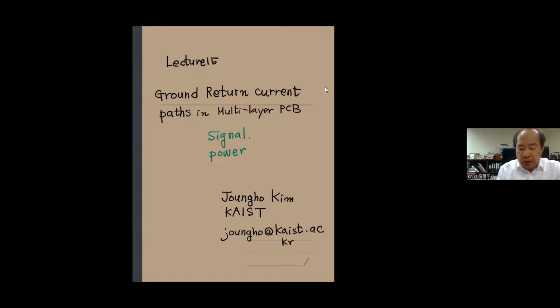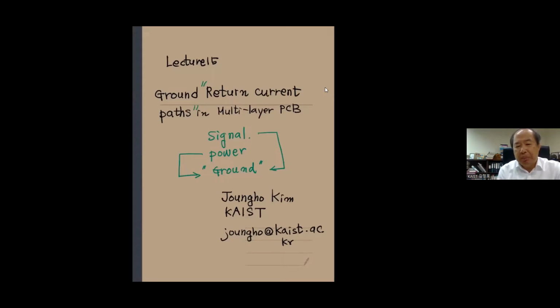This week, now I would like to talk about ground. In high-speed digital signals, the correct name of ground could be return current paths. Signals also need a return current path, and power also needs a return current path. To secure impedance matching and to minimize the reflections, we need solid return current paths.